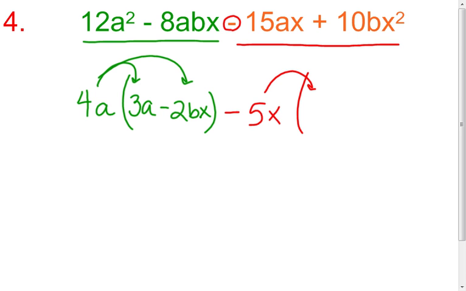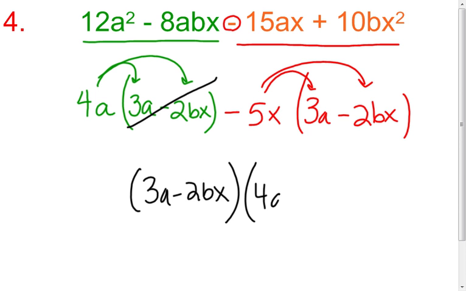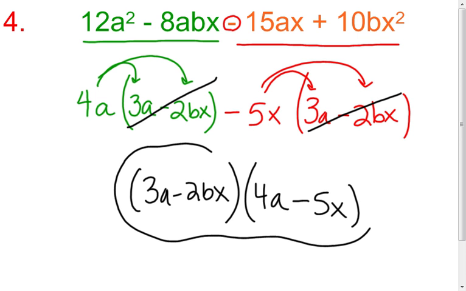Negative 5x times 3a gives me negative 15ax. Negative 5x times negative 2, negative 5 times negative 2 gives me positive 10, and then you need a b, and you need one more x. Okay? And now you can see that you have, in both the green and the red, a 3a minus 2bx. If I factor it out of the green, what I have left is 4a. If I factor it out of the red, what I have left is negative 5x. Okay? And that's how this factors.